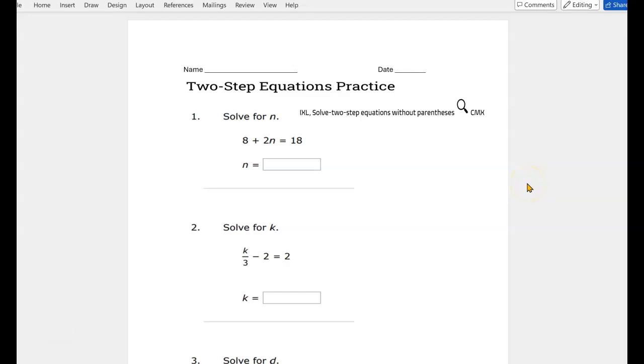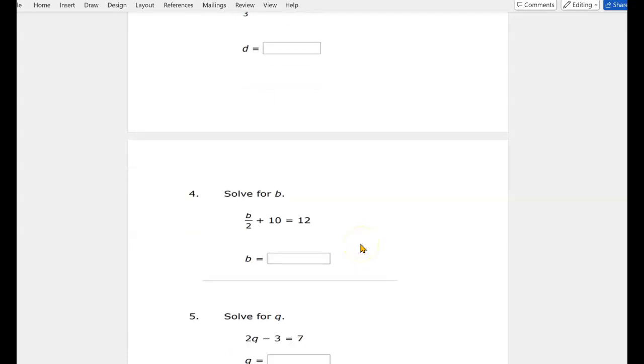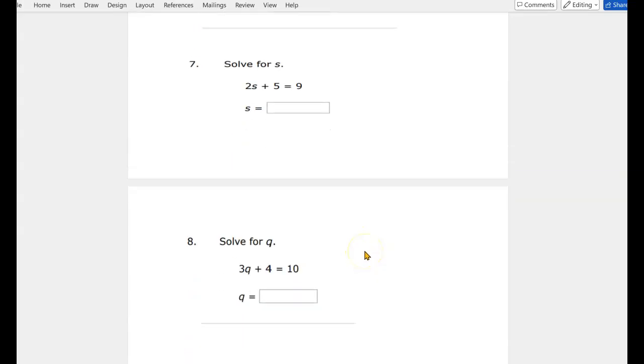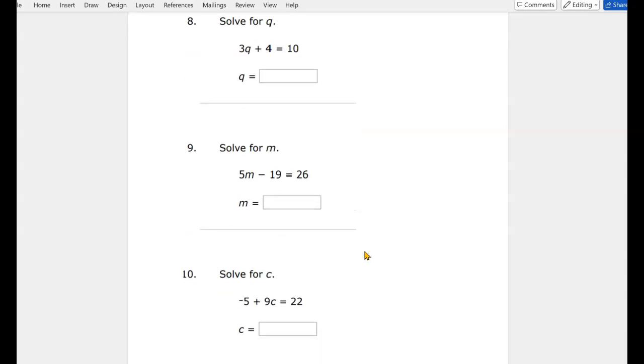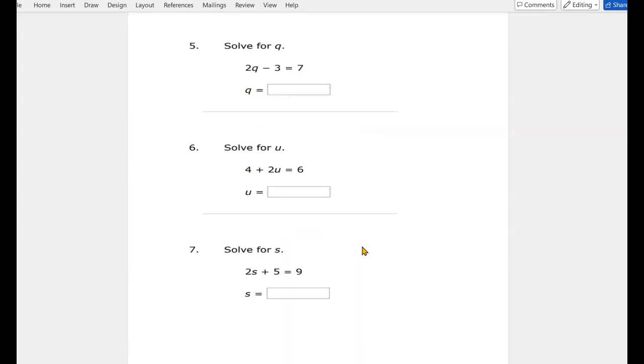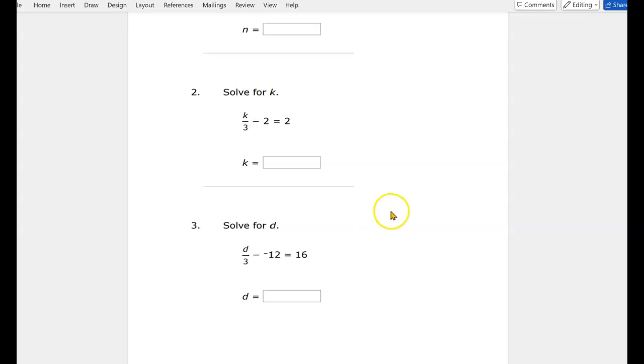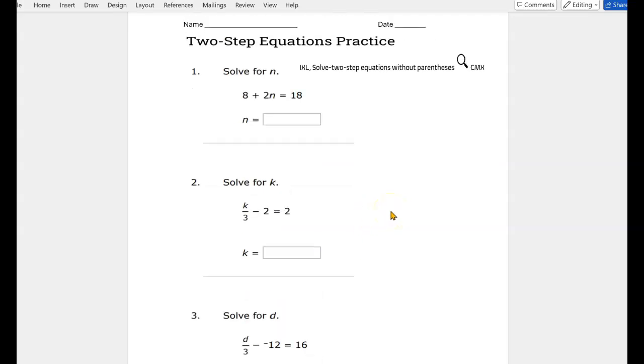All right, this is going to get you practiced up for the IXL lesson, solve two-step equations without parentheses. Just go to the magnifying glass and put in CMX. You'll probably see these problems there on the lesson. I'm more than happy to maybe work all of these with you. Let's just go ahead and start with number one.